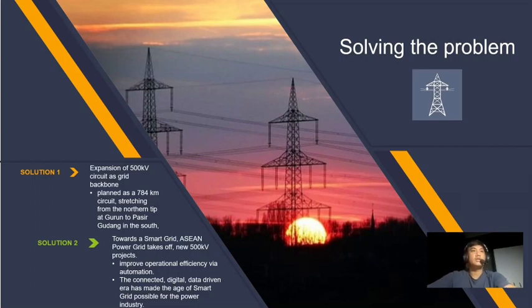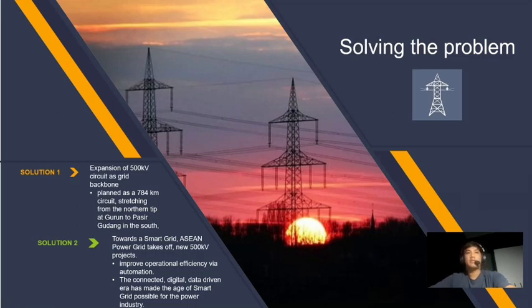The 500 kV transmission network was to become the backbone of the national grid. It was planned as a 784 km circuit stretching from the northern tip at Gurun to Pasir Gudang in the south, via Kapar and Bukit Tarik in the central region.